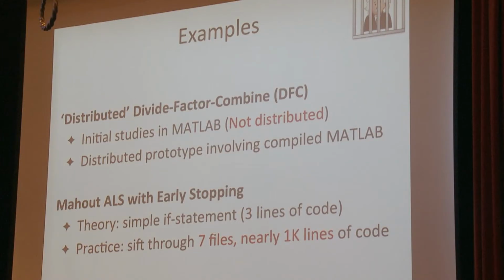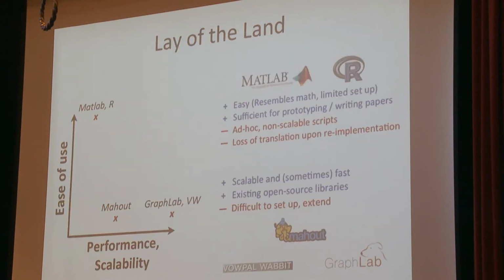We really thought this was going to be easy to figure out, whether Mahout was doing it. But in practice, we had to go through about 7 files of source code, nearly 1,000 lines, just to check whether or not Mahout was doing this. And if it's that hard just to check whether something is happening in the code, it's tough to imagine really getting in and extending that easily.